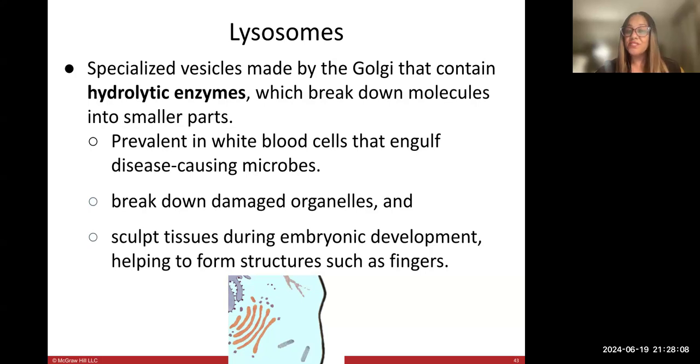They also sculpt tissues during embryonic development, helping to form structures such as fingers. We are webbed when we are in the womb, but obviously, our webs, for most of us, go away. And it's because of those hydrolytic enzymes inside the lysosomes that will destroy the webs in between our fingers before we are born.